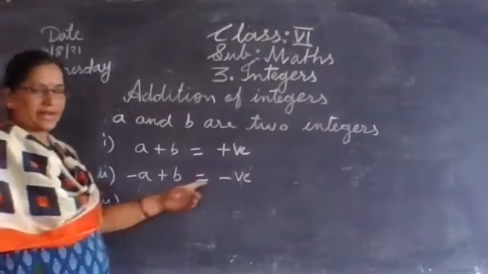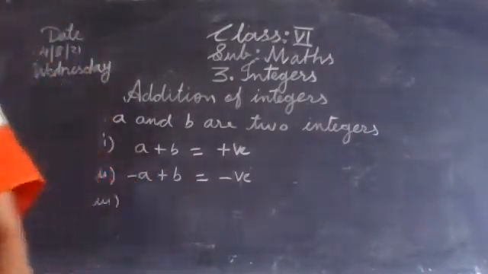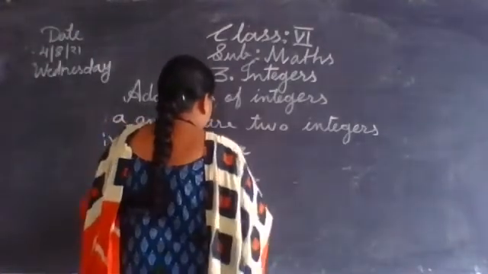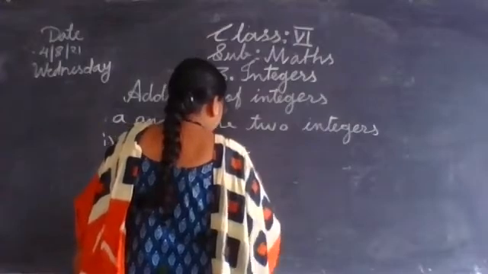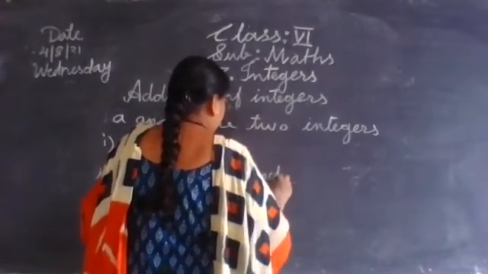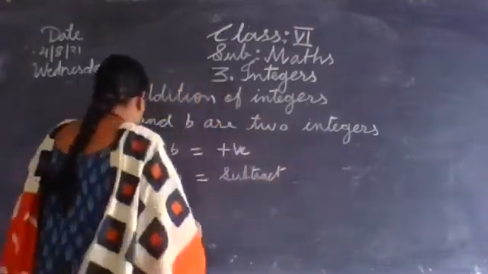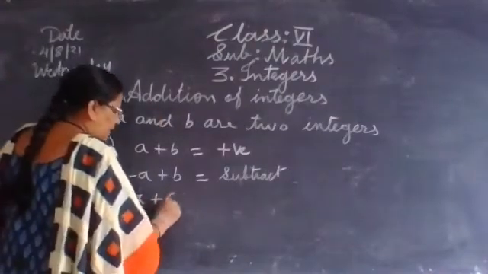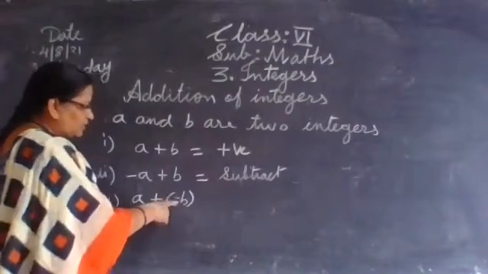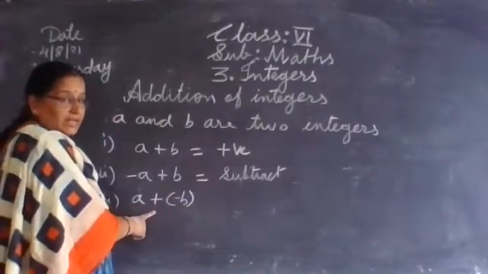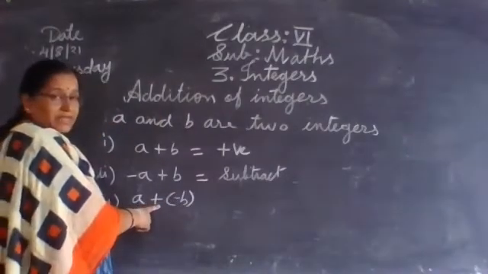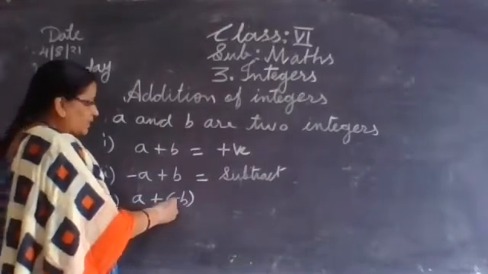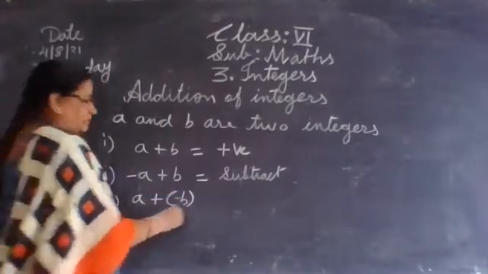Means you have to subtract. Here, not negative, you have to subtract. Subtract when the first number is positive and another is negative. Now see beta, you cannot write two signs at the same time. So you have to put the second sign in the bracket.